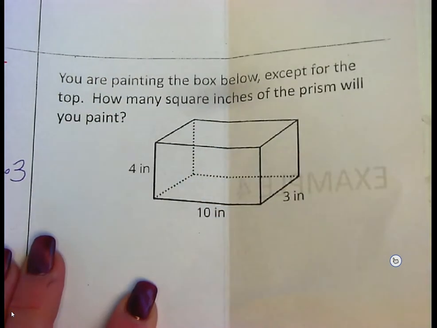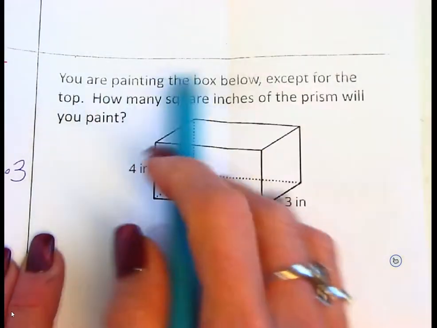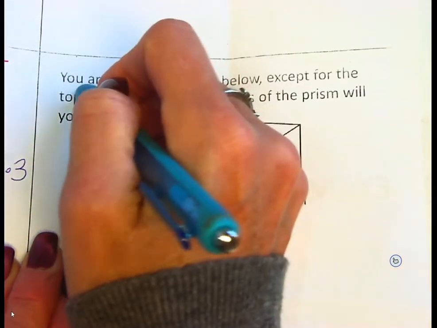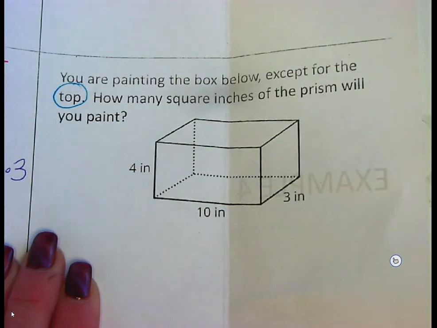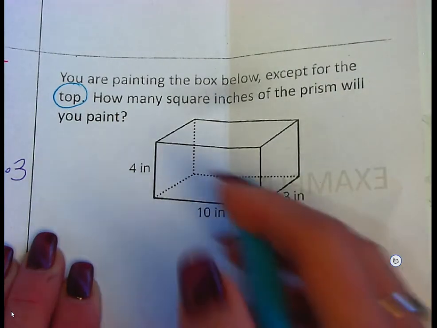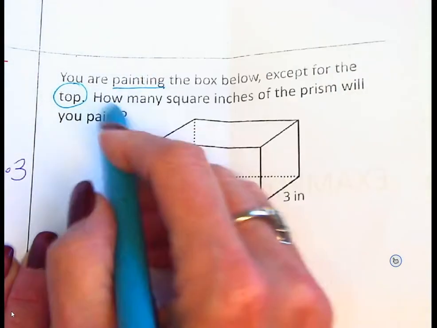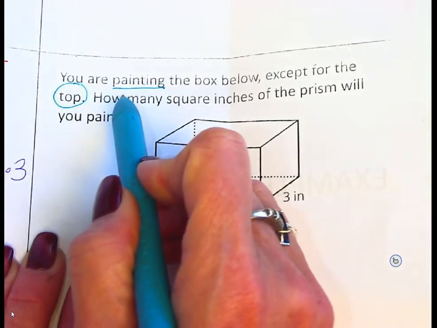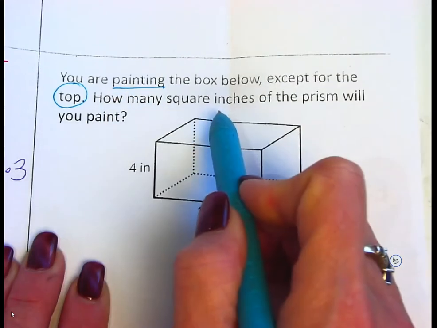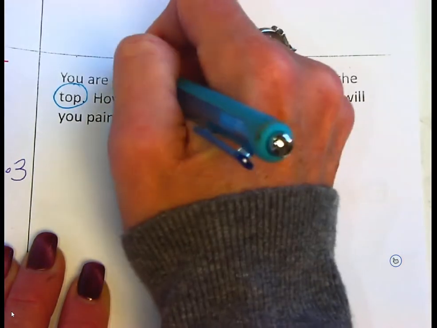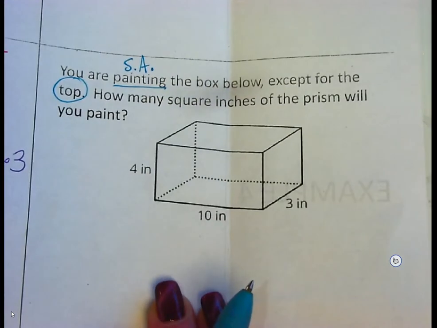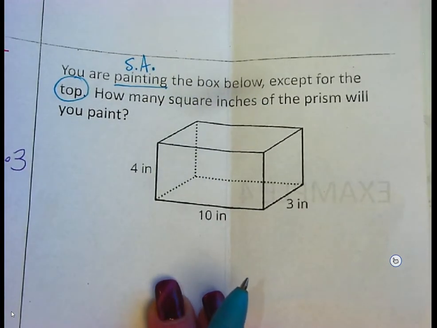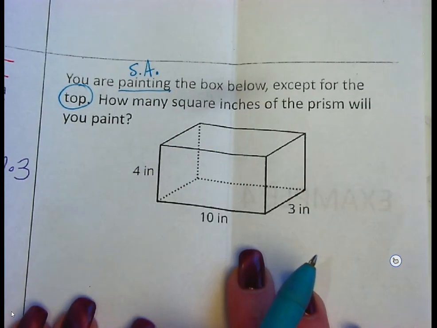All right, now you've had some time to look at this problem. So if you notice, you're painting the box below except for the top. So you're not painting the top. And you're having to find the surface area because you're painting, which is another word that we use to cover something with paint. So this is how we know it's surface area, because we're painting something. You guys just follow along with me. I know some of you were working on the problem, and now we're going to find out how we actually do it. So you have a picture of the box.